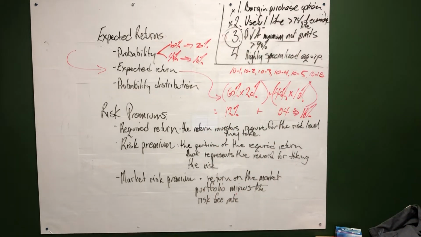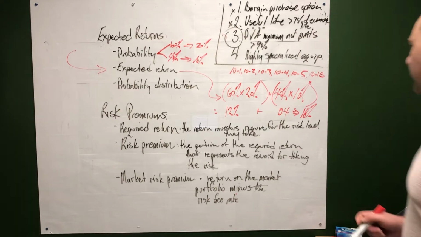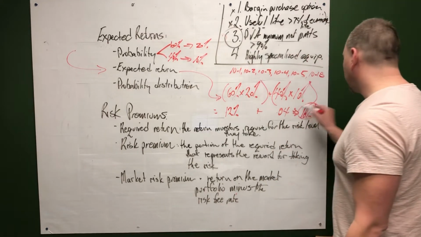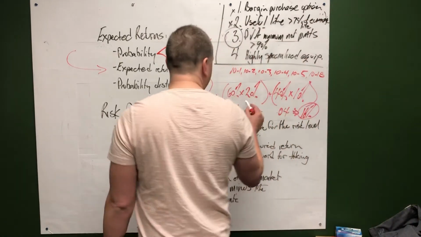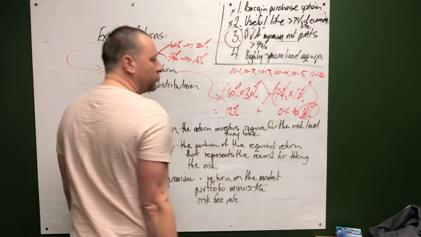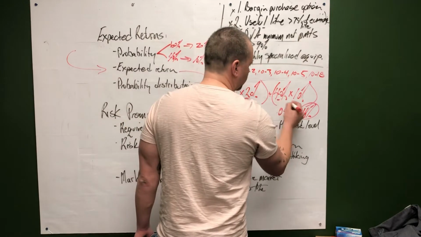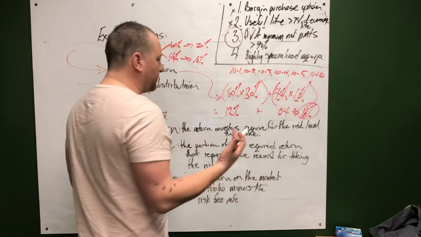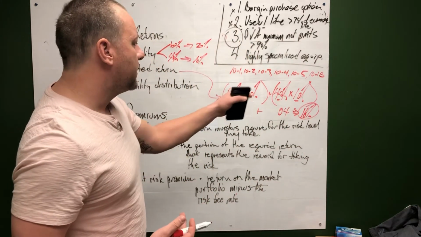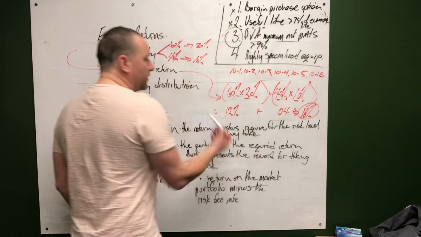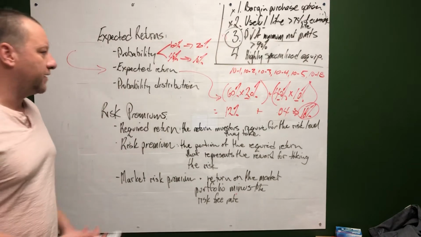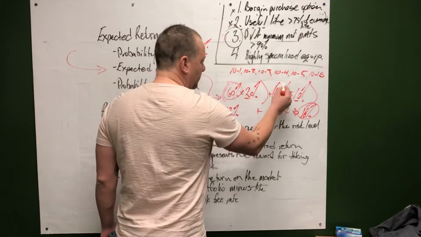So that's how we do that calculation. Why is it 16%? Let's look at it. There's a 60% chance that we're going to get a 20% return, and only a 40% chance that we're going to get 10%. So it's got to be somewhere in the middle between 20% and 10%, but more towards the 20% return, because again, look at the weighting: 60%, 40%.